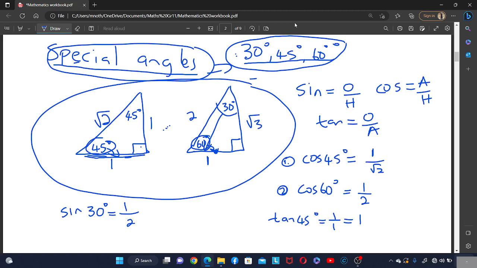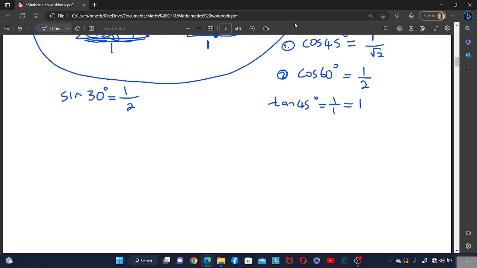Okay, let's do some other examples. Let's say we have sine 30 degrees plus cos 60 degrees. We are solving using the special angles. So we know that sine 30 is 1 over 2, plus cos 60 is 1 over 2 again, which is going to give you 1.